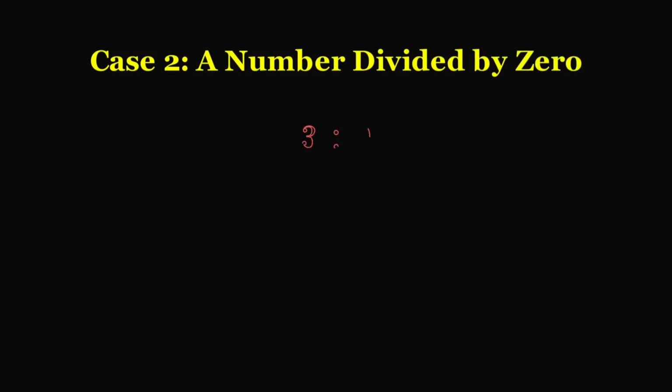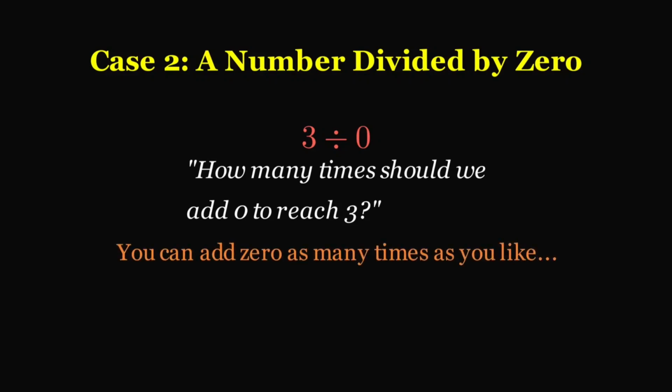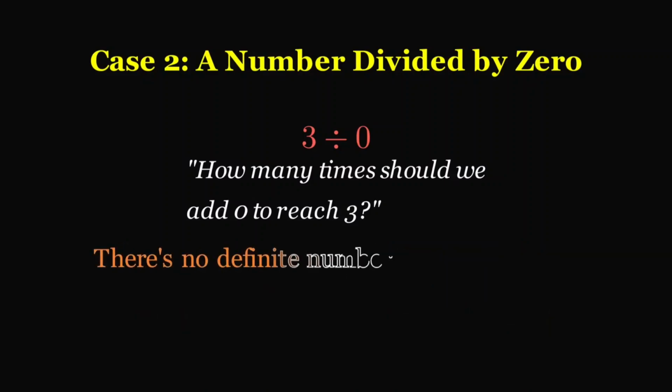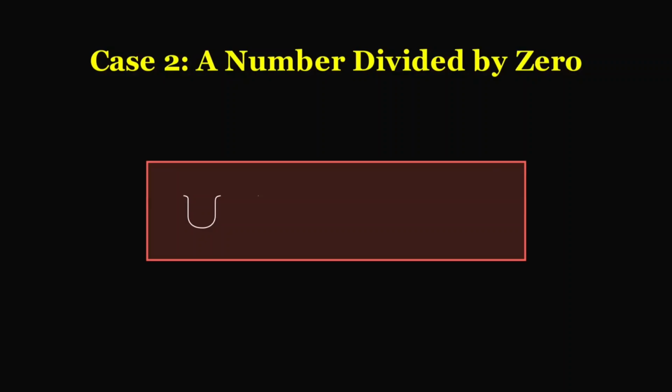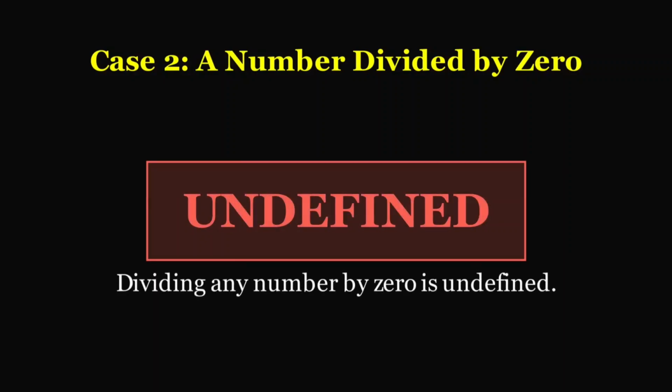3 divided by 0? This means, how many times should we add 0 to reach 3? You can add 0 as many times as you like. 100 times, 1,000,000 times, and you'll still have 0. There's no definite number that works here. That's why mathematicians say dividing any number by 0 is undefined.